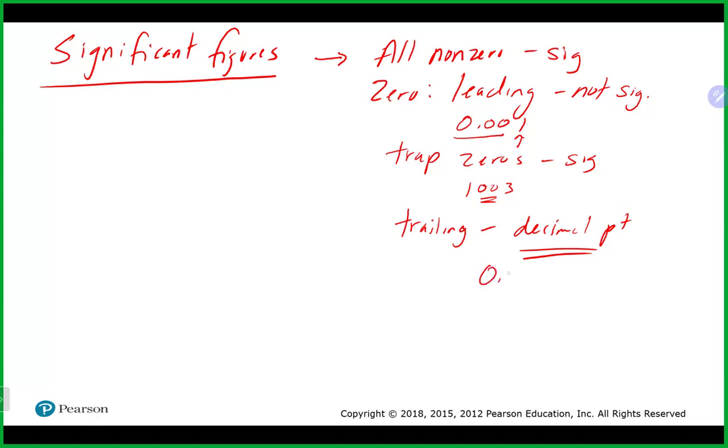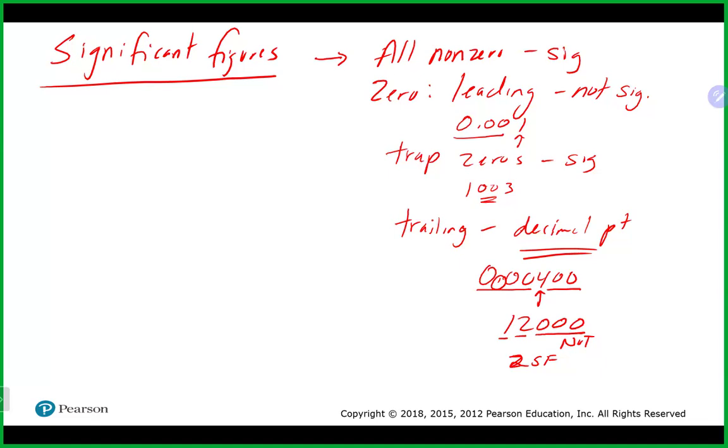So we've got our 0.00400: the leading zeros are not significant, then we start counting. The zeros at the end are significant because of the decimal point that's in that number. And if we had something like 12,000, as we saw last time as well, the 1 and 2 are significant. These zeros are not significant because there is no decimal point written in that number. So this would have two significant figures.